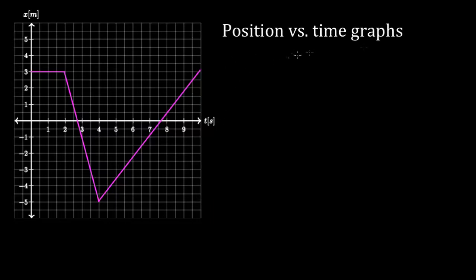Let's talk about position versus time graphs. These are tricky. If you've never seen these, they can be really tricky, but physicists love these, teachers love these, they're on lots of tests. Why do so many people love these things? Because you can compact a ton of information about the motion of an object into this small little space right here.